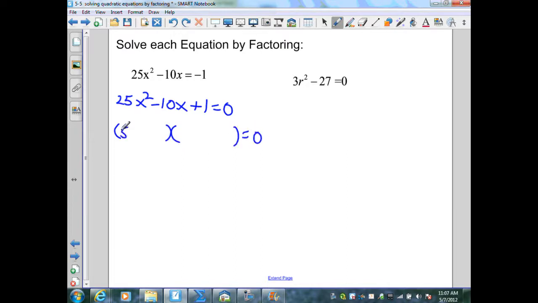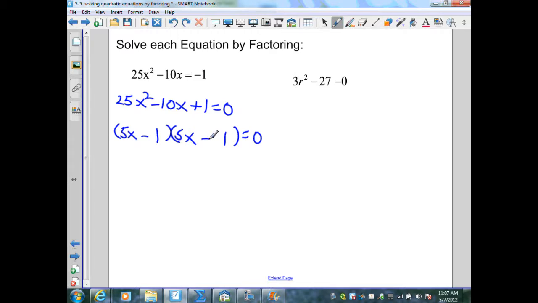Let's try 5x and 5x. 5x times 5x is 25x squared. And 1 will just have to break up into 1 and 1. And I know they have to add to give me my middle term. And it'll either be plus plus or minus minus. 5x and 5x does add to give me 10x, and it needs to be minus minus.